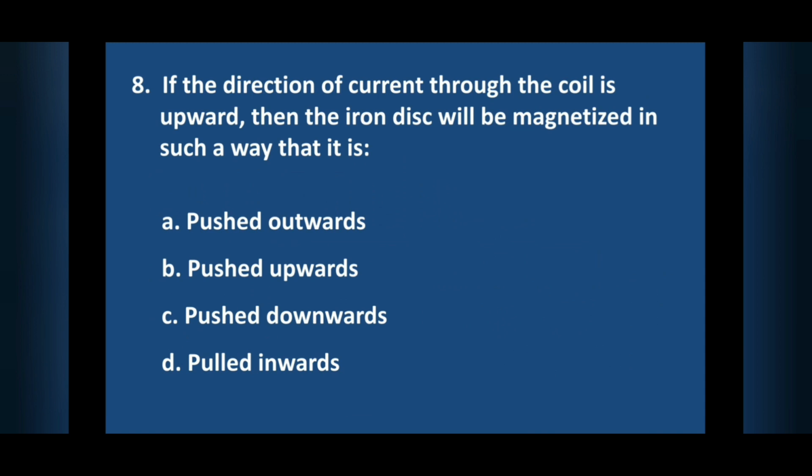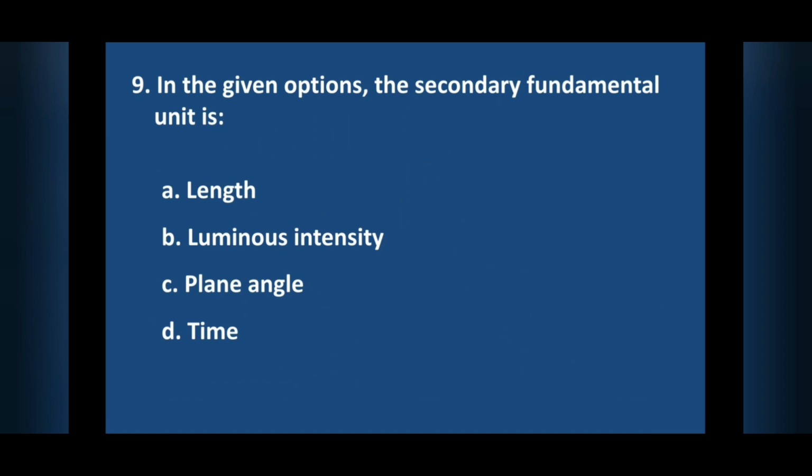Question number 8. If the direction of current through the coil is upward, then the iron disc will be magnetized in such a way that it is. Answer is option D, pulled inwards. Question number 9. In the given options, the secondary fundamental unit is. Answer is option B, luminous intensity.